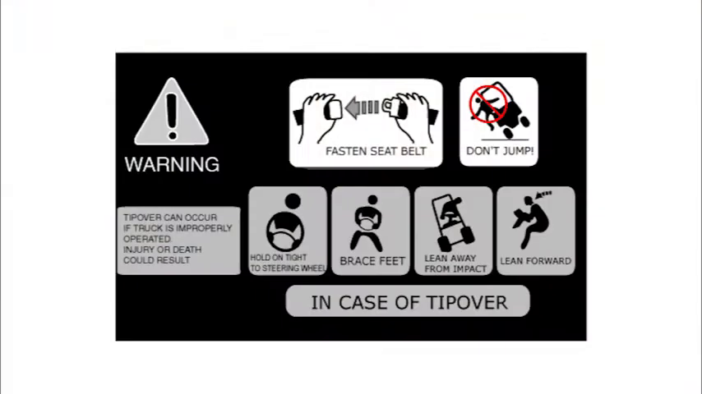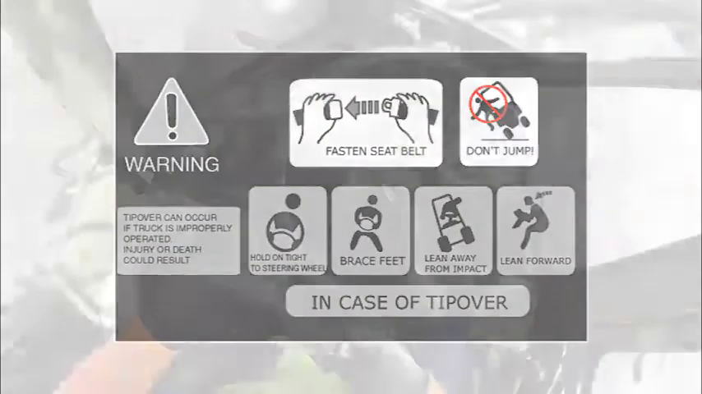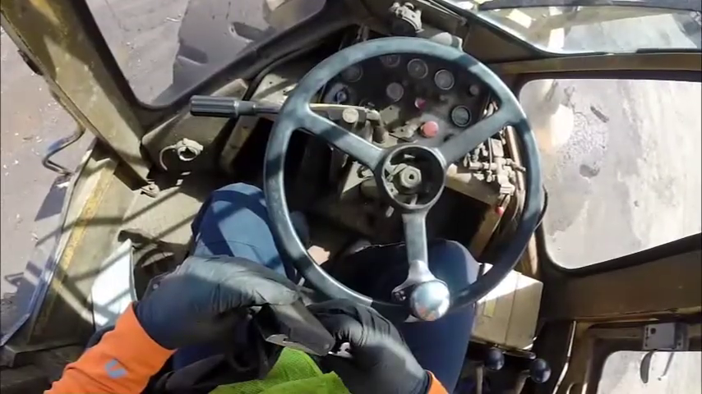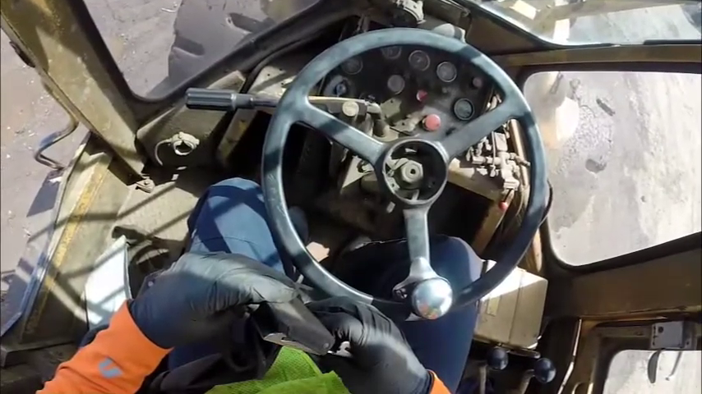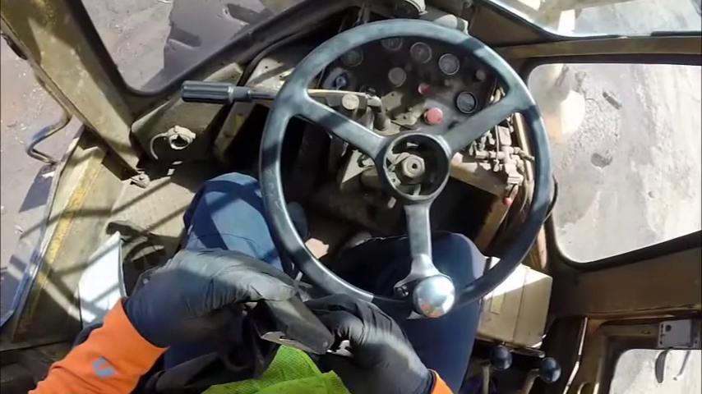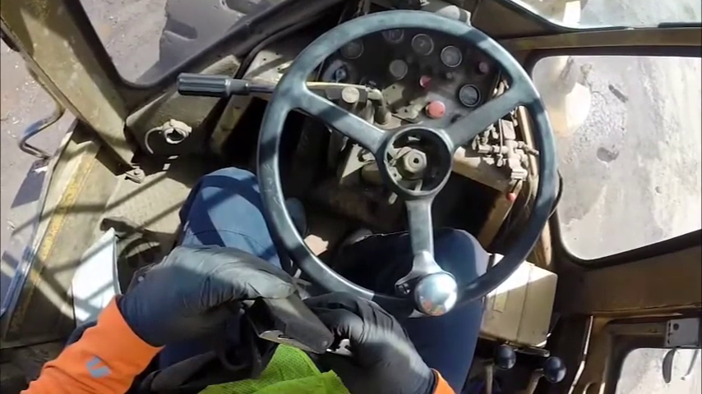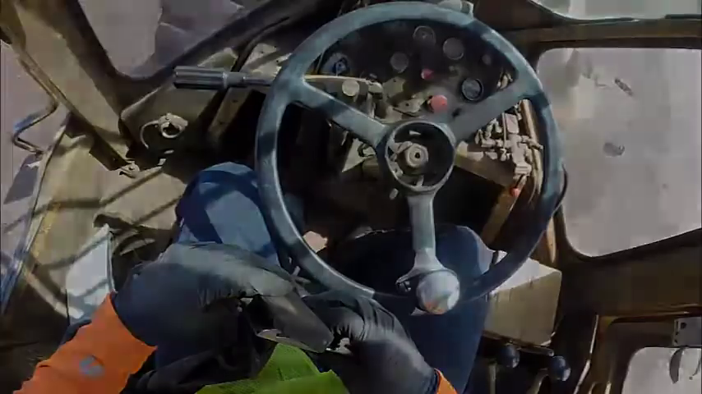Always follow the procedures for safe operation of mobile equipment. In addition, always wear seat belts and keep both hands on the wheel. If the equipment starts to tip over, stay in the cab. Brace your feet and ride the machine over.